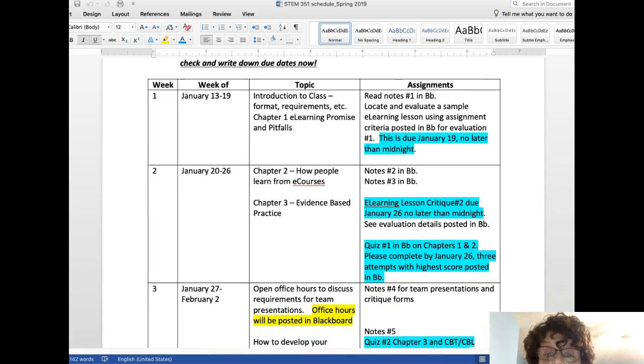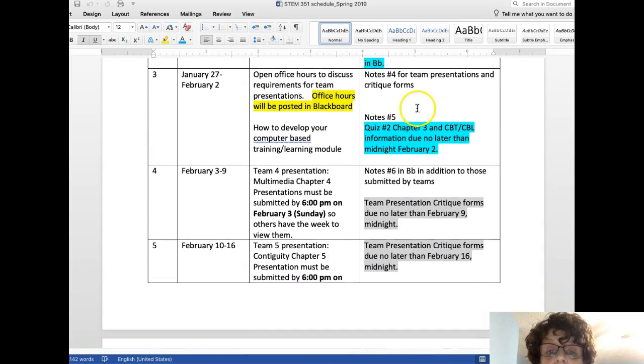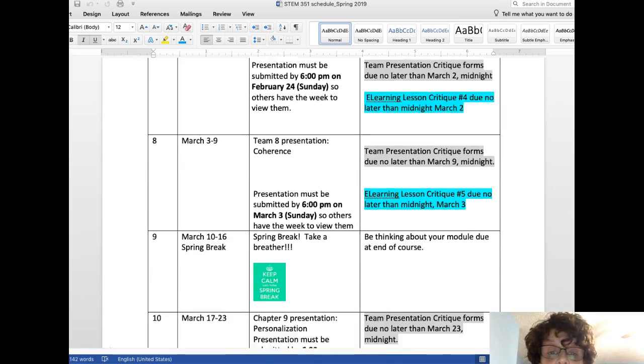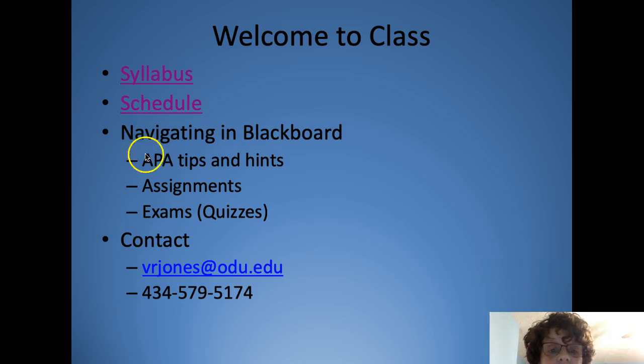So you'll see that we go through, and the very first week you have to get this sample lesson so that you can use it for the first assignment, and you'll see that you go through every week and do it on different ones. When you get down to week 4, you'll see this is when the teams start their presentations, and it goes through the schedule, and everything in here is pretty self-explanatory. But if you have any questions, please do not hesitate to contact me.